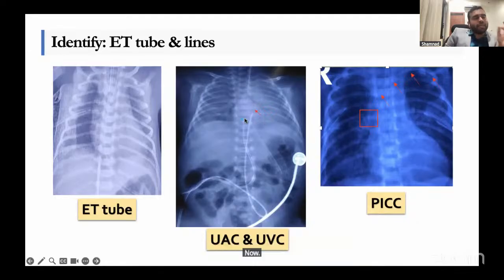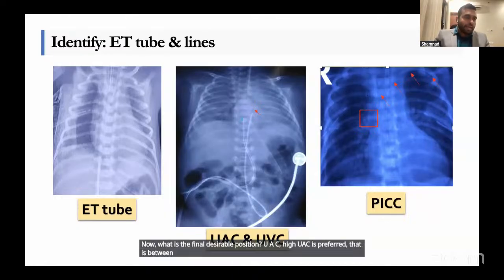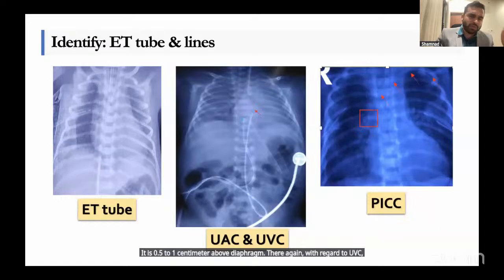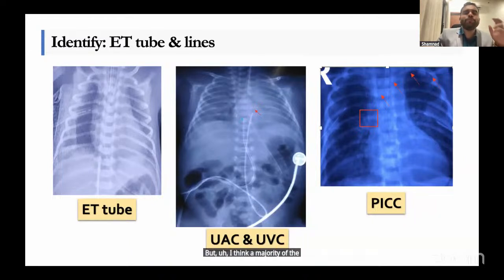Now, what is the final desirable position? A high UAC is preferred, that is between T6 and T9. And with regard to the UVC, it is 0.5 to 1 centimeter above the diaphragm. With regard to the UAC, different textbooks give different vertebrae. Some say just below the diaphragm, but the majority of conventional textbooks say 0.5 to 1 centimeter above the diaphragm.